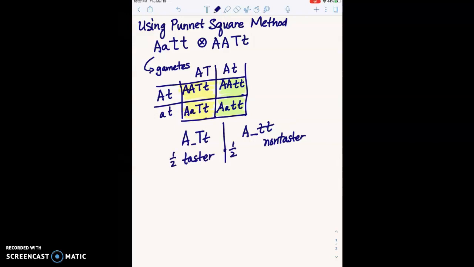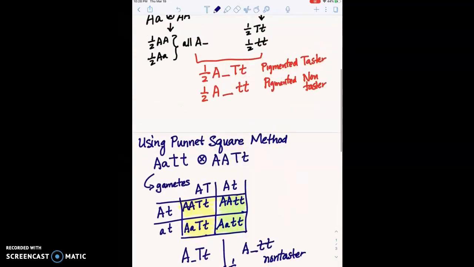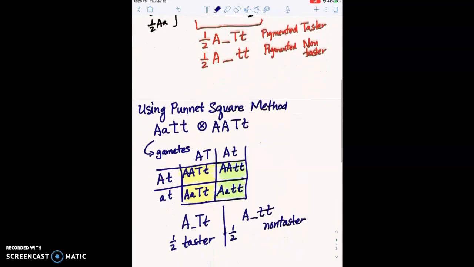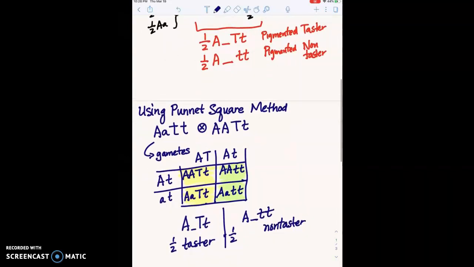So if you compare this answer with the ones that we did earlier, it will be exactly the same. So here you have the same answer. You get half of them are pigmented tasters and half of them are pigmented non-tasters. So it's the same way, either way you want to do it. Okay, and on the test you can choose to do whichever method is more comfortable to you. Alrighty.